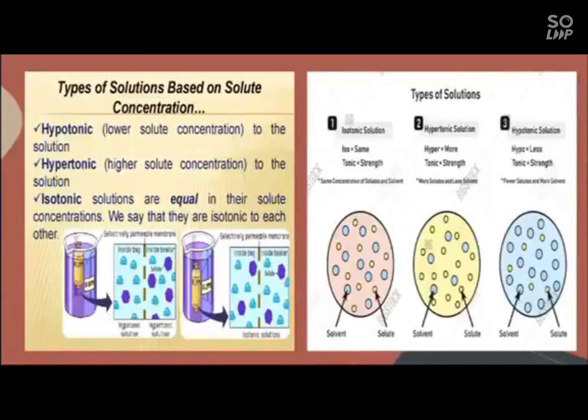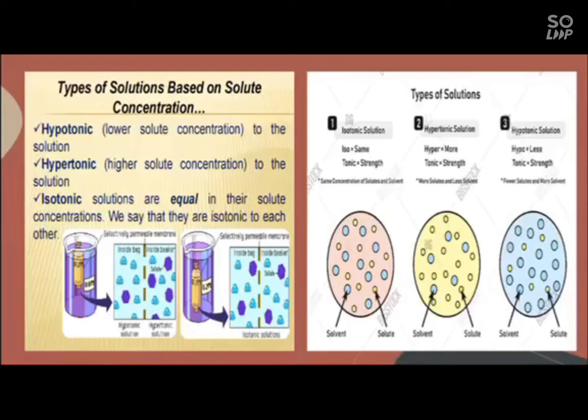Types of solutions based on solute concentration. Hypotonic, lower solute concentration than the solution. Hypertonic, higher solute concentration than the solution. Isotonic solutions are equal in their solute concentrations. We say that they are isotonic to each other.